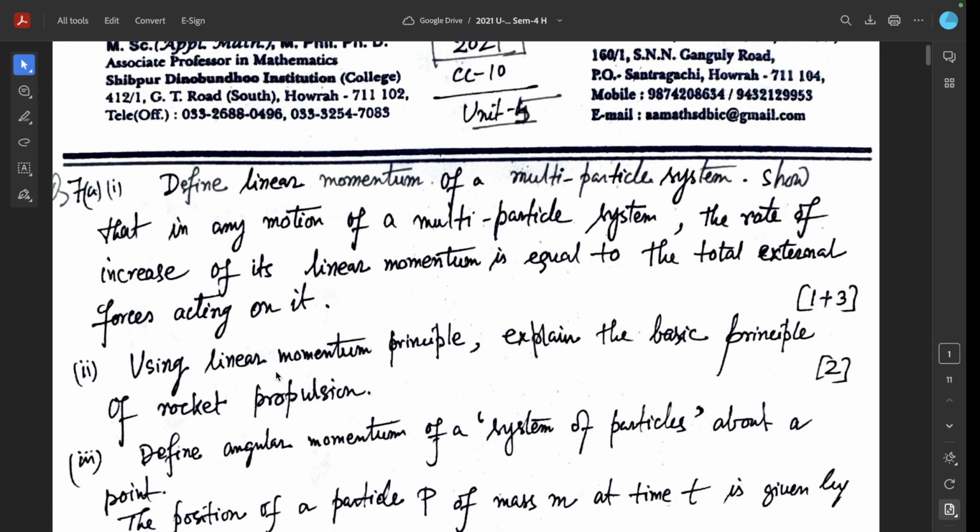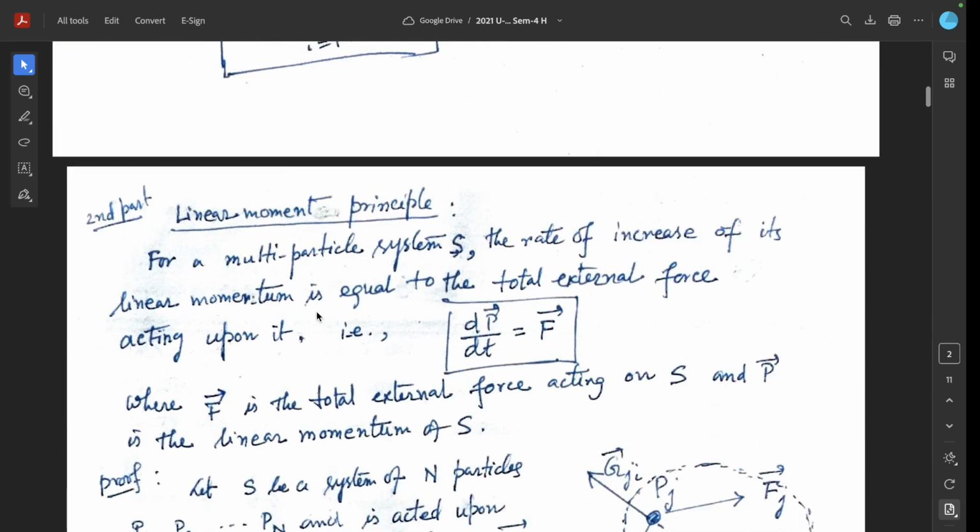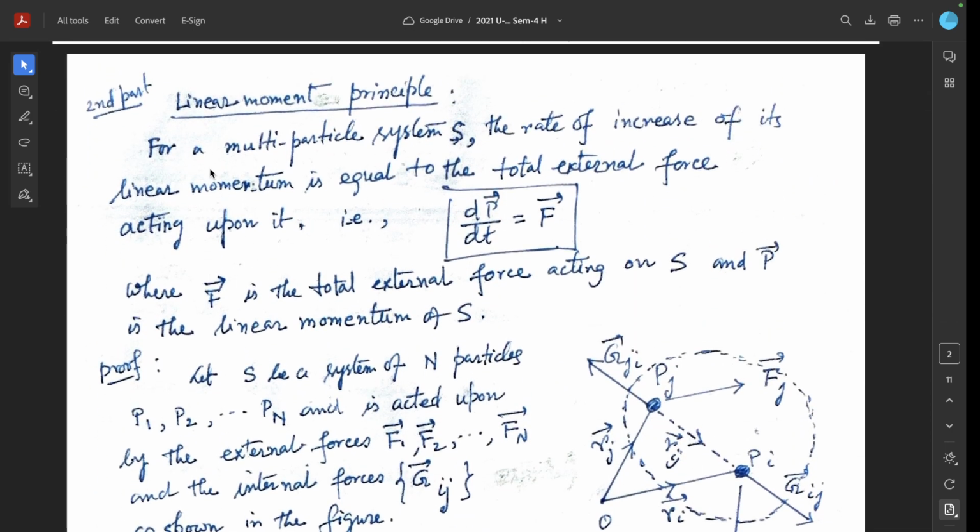And the second part of this question: in any motion of a multiparticle system, the rate of increase of its linear momentum is equal to the total external force acting on it. Actually, this is the linear momentum principle. For a multiparticle system S, the rate of increase of its linear momentum is equal to the total external force acting upon it. That is, d/dt of p vector equal to F vector, where F vector is the total external force acting on the system S and p vector is the linear momentum of the system S.